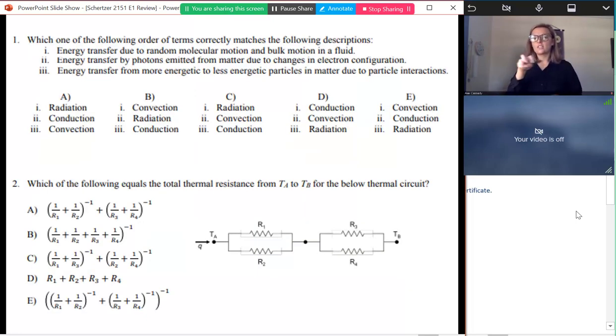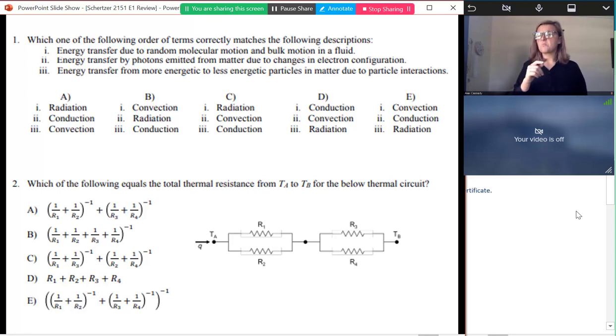So we'll start with the multiple choice questions. The structure of these practice exams are 10 multiple choice questions and 2 long answer problems. So these are, particularly I think for the multiple choice, these are the types of multiple choice questions that you might see on a final.